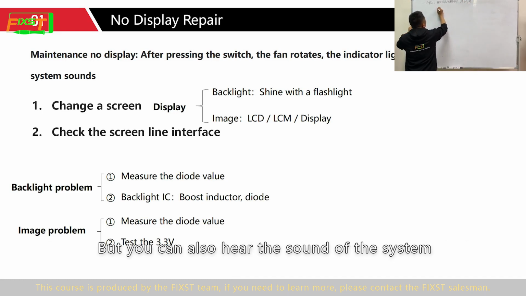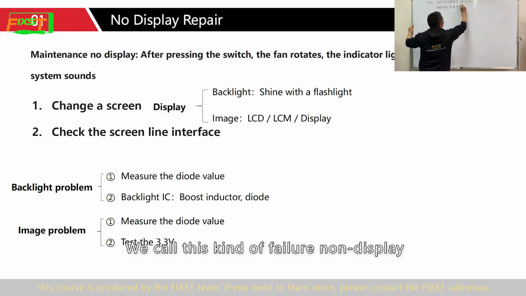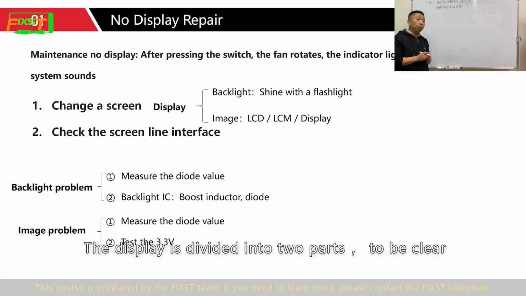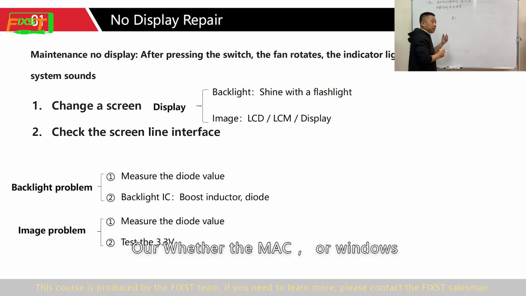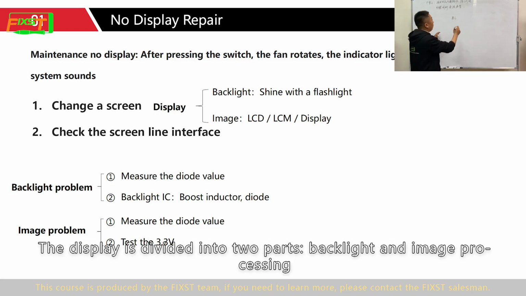But you can also hear the sound of the system. We call this kind of failure no display. To be clear, whether it's a Mac or Windows, the display is divided into two parts: backlight and image processing.